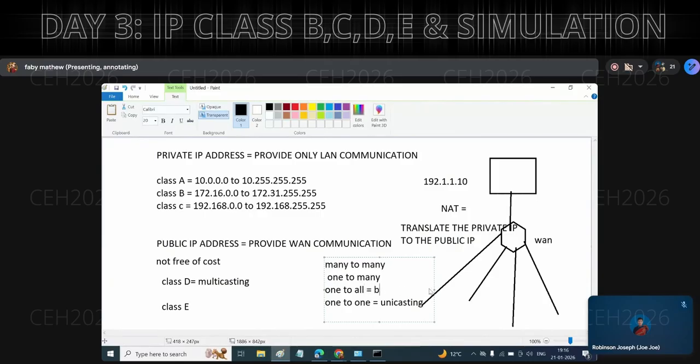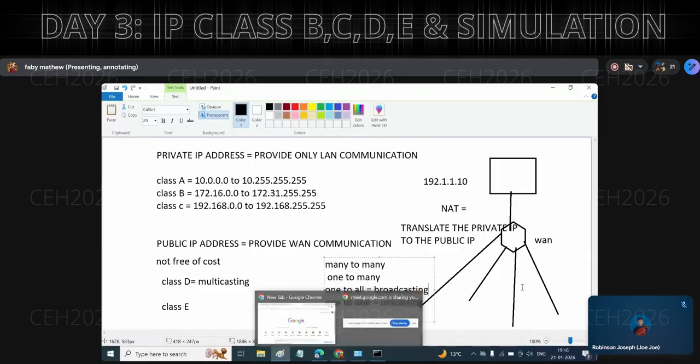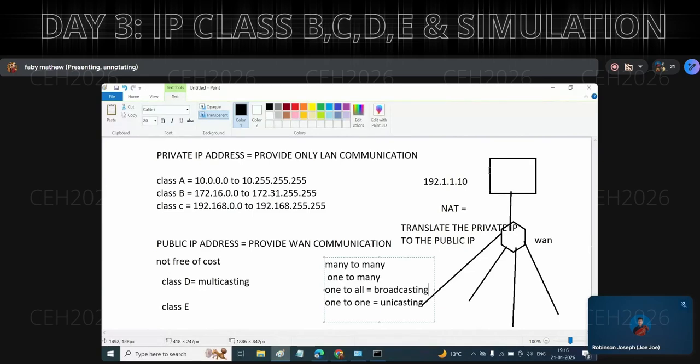One to all, that means broadcasting. Broadcasting means, right now, what I am doing, I am broadcasting my class to all of you. There is no student sitting over here who cannot hear me. So this is known as broadcasting, one to all. If this particular machine, this IP address, sends a message to each and every machine defined in a particular network, to each and every IP address in a network, that is known as broadcasting.